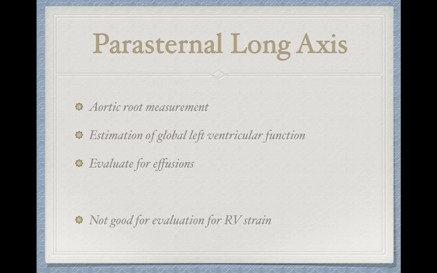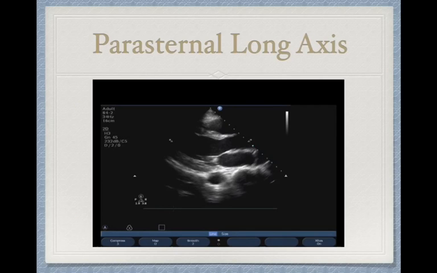We're going to be using the parasternal long axis mainly to answer that first clinical question: is there a dilated thoracic aortic root? We'll be doing aortic root measurements. And then we're also going to talk about how the parasternal long axis can be used to estimate global left ventricular ejection fraction, and also evaluate for effusions. This view is not very good for looking at the right side of the heart, so we can't really answer too much about whether there's RV strain. So here's a nice normal parasternal long view.